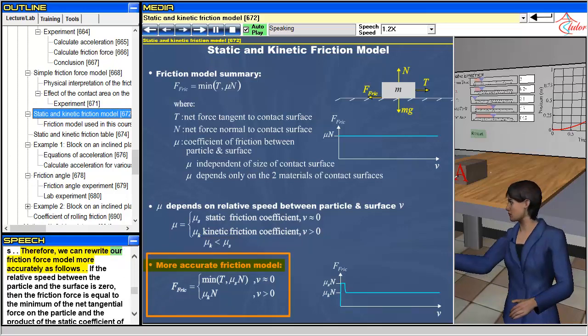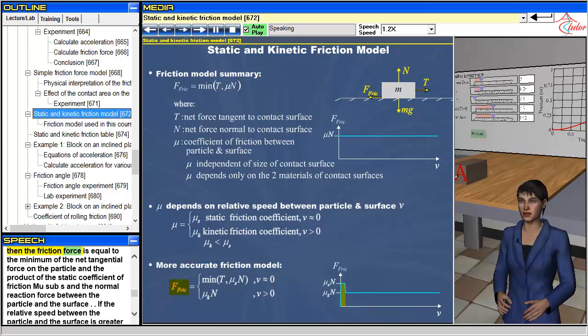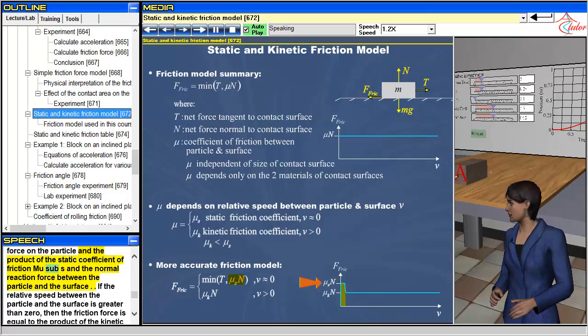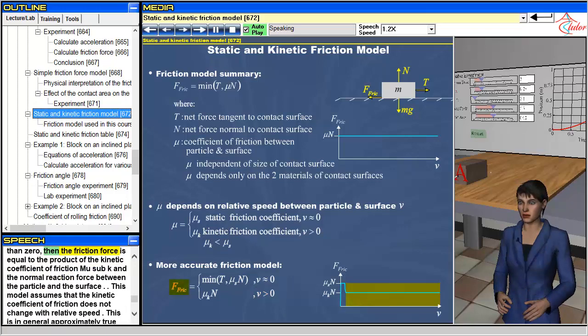Therefore, we can rewrite our friction force model more accurately as follows. If the relative speed between the particle and the surface is 0, then the friction force is equal to the minimum of the net tangential force on the particle, and the product of the static coefficient of friction mu sub s, and the normal reaction force between the particle and the surface. If the relative speed between the particle and the surface is greater than 0, then the friction force is equal to the product of the kinetic coefficient of friction mu sub k, and the normal reaction force between the particle and the surface.